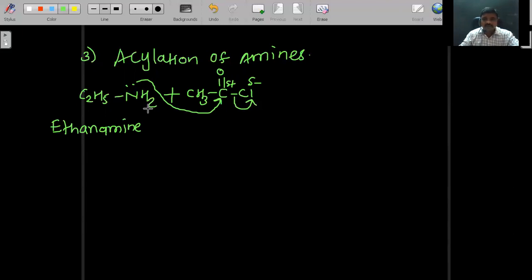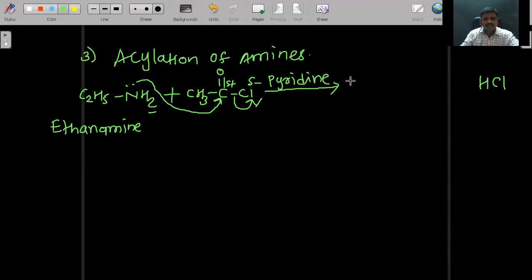One of the hydrogens from NH2 and this chlorine combine with each other to give HCl. So HCl is the byproduct. The reaction takes place in the presence of the base pyridine. So I will write here HCl as byproduct.